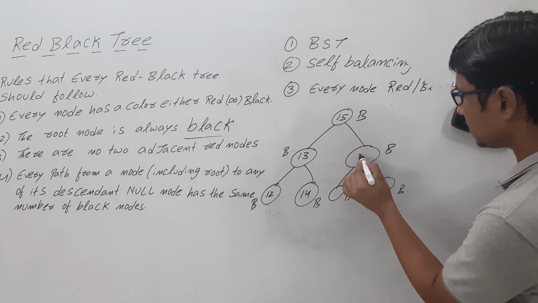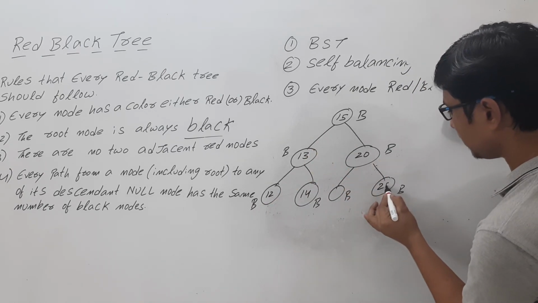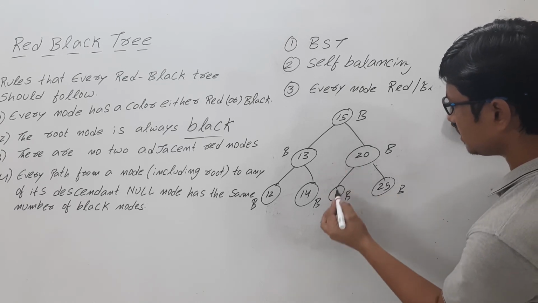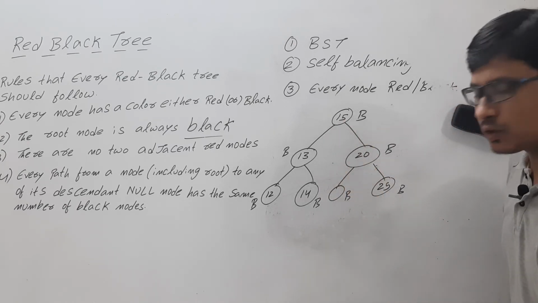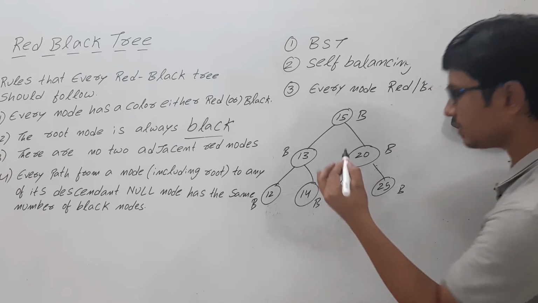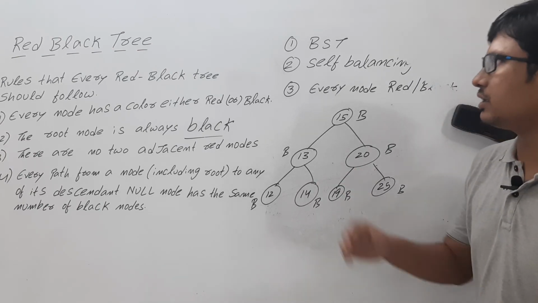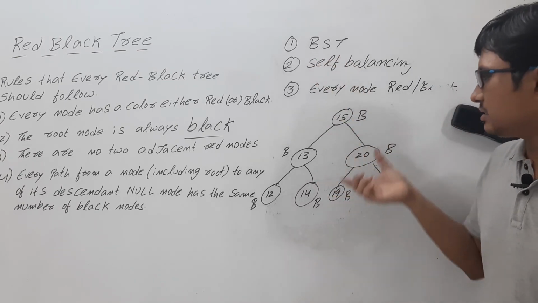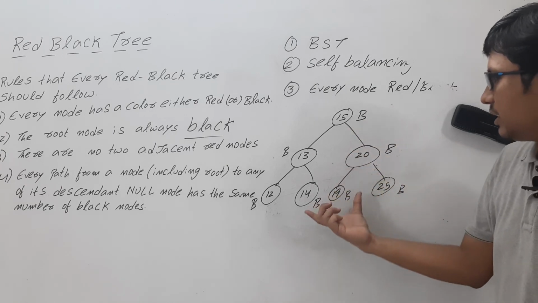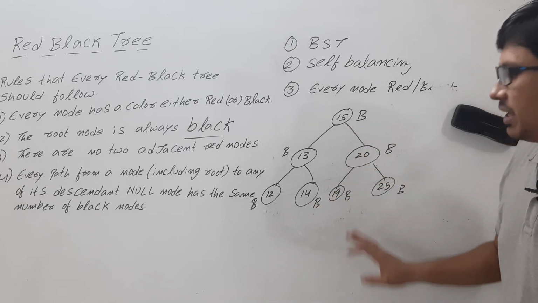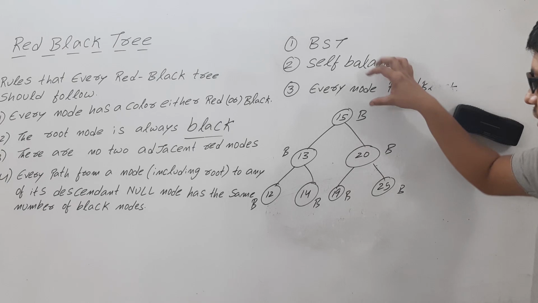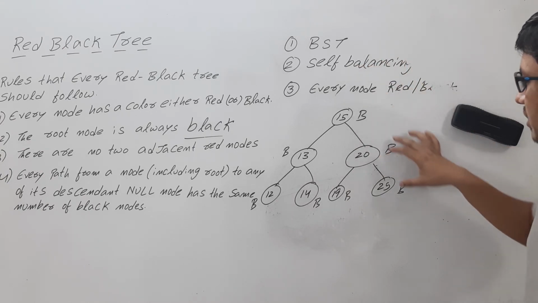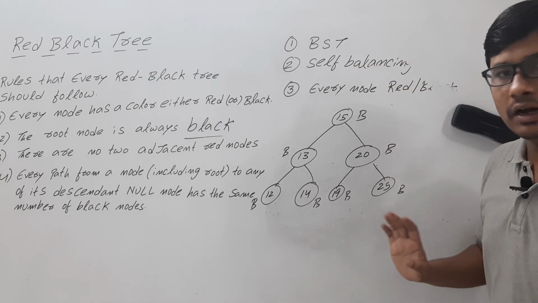And now let's take that this is 20, this is 25, and this is greater than 15 and less than 20, so I can take some value 19, because the red-black tree should satisfy the binary search tree property. So if you look, it is satisfying the binary search tree properties. Now each node I have represented with a black color. Are you able to understand?